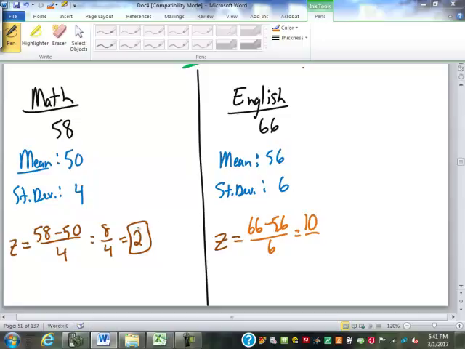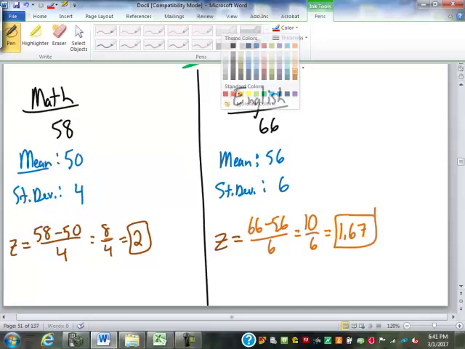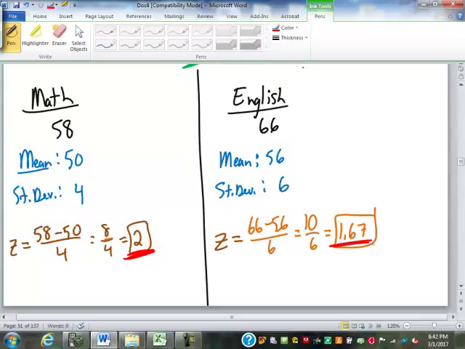Again, at first glance, you're 10 points higher than the mean, and over here you're only 8 points higher than the mean. But we have to divide by a standard deviation of 6. This is 1.67, or 1 2/3. So you scored a full 2 standard deviations better than the mean on the math test, and only 1 2/3 standard deviations better than the mean on the English test. So your math test is a more impressive score compared to the other scores on that test.